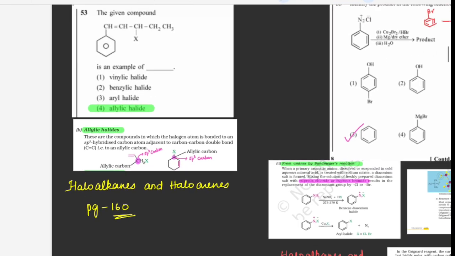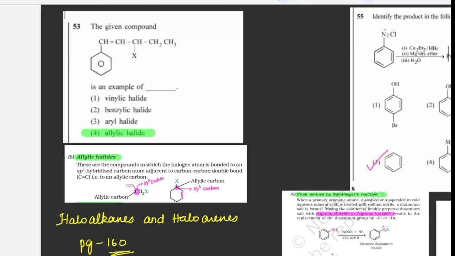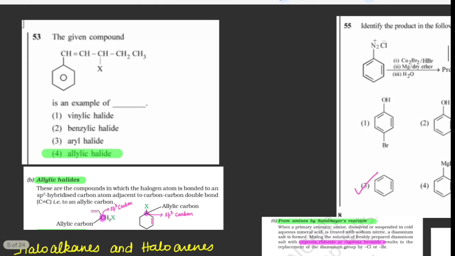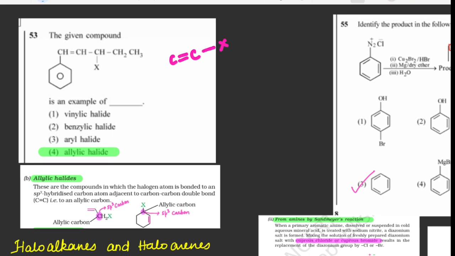So here this is from the chapter haloalkanes and haloarenes, page number 160. You can see allylic halide is given. So you should know the difference between all of these, only then you can identify. First, we will see the difference between vinylic halide and the others. In vinylic halide, the halogen is attached to a carbon-carbon double bond. This is vinylic halide. Benzylic halide has a benzene ring, to the benzene ring there is a carbon atom, and to this carbon you can see halogen is attached. So this is benzylic halide.